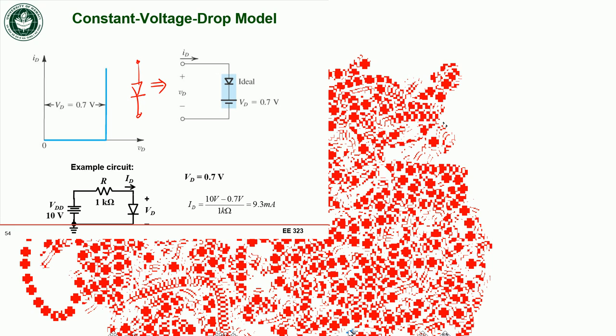So this is just a little bit more complicated than the ideal diode model, but it gives us a more accurate answer as well. So I have 0.7 volts dropped across my diode. And now, instead of saying that my current in this circuit is 10 milliamps, I'm saying it's 9.3 milliamps. So that's probably closer to what you would measure if you actually built this circuit. Any questions?